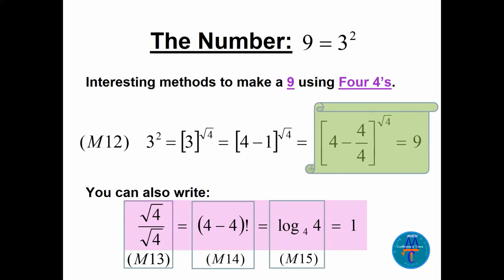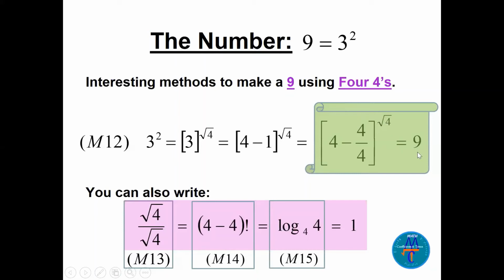Now, 3 squared, look here, so nice. 3 squared, 3 I can write it, leave it here. This 2 in the power, square root of 4. I know 3 is 4 minus 1. See the 3 here, 4 minus 1. I leave this 4, and this one 4 over 4. See how this green color, nice color, 4 minus 4 over 4, all to the power square root of 4.